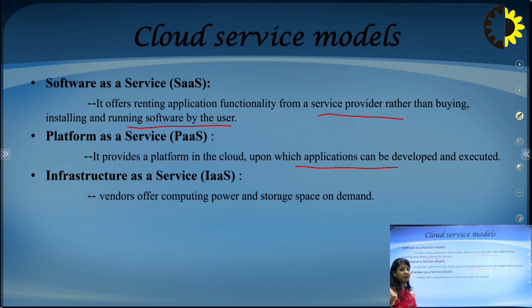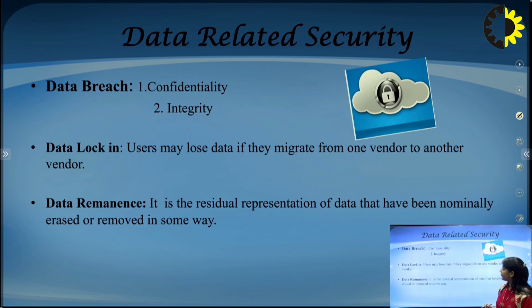So actually it is going to provide some library functions so that the user can easily deploy the application over the internet. Then infrastructure as a service means the vendor offers computing power and storage space on demand. So this is the highest level; infrastructure means all processors, all memory, all storage will be provided as a service to the customer here.